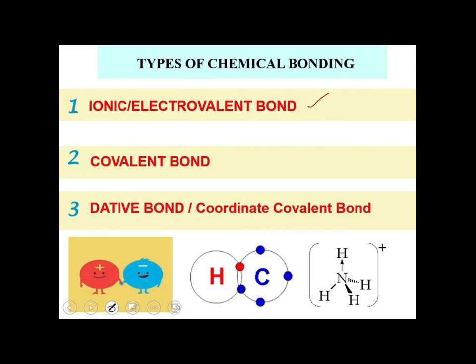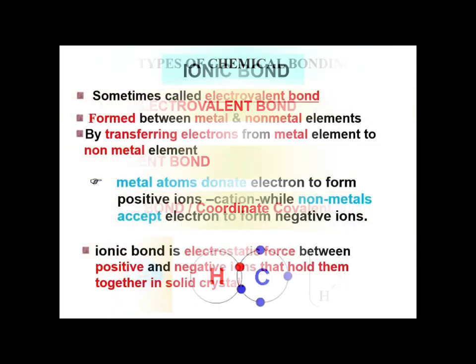Atoms achieve the octet or duplet rule by forming chemical bonding. So we have three types of chemical bonding. The first one, ionic bond. Second one, covalent bond. And the third one, dative bond. Okay, let's take a look one by one.